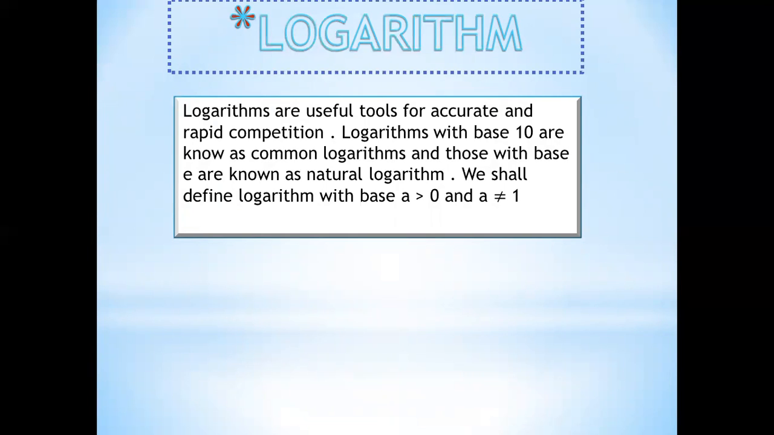You can also see on your calculators there are two types of buttons, log, and the other button ln is written there, and they mention e and 10. On log they mention 10, and on ln they mention e. So the value of both logarithms will be different. So in our book we will use the common logarithm which has base 10. We shall define logarithm with base a, where a is greater than 0 and a is not equal to 1. It means that the value will be greater than 1.